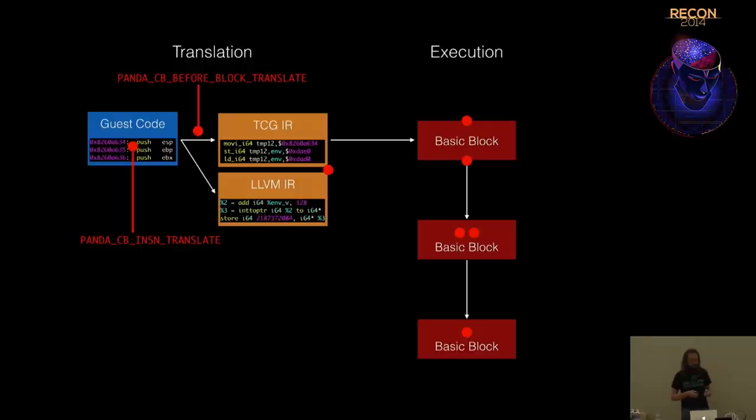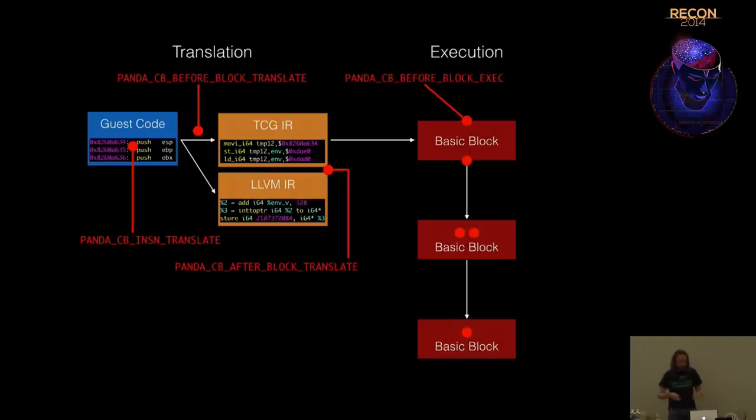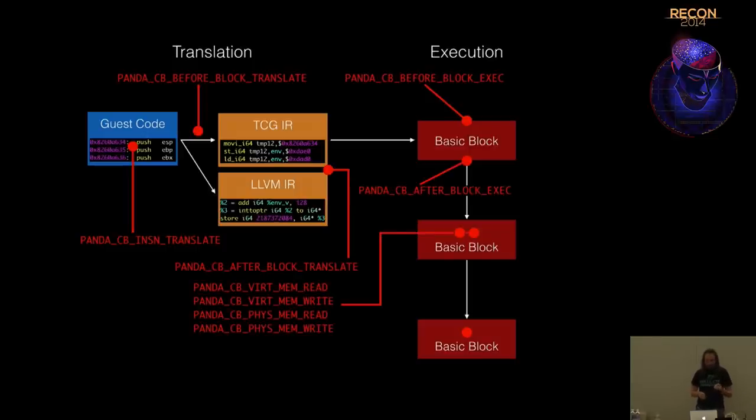You can also, at this point, say, I want to know that this individual instruction is going to be translated. Finally, once it's been translated, you can say, now after this has been translated, I also want to know. And once it's actually running, you can interpose at each basic block, before and after. Inside of a given basic block, you can look at things like virtual and physical memory reads. You can also interpose on individual instructions as they execute.